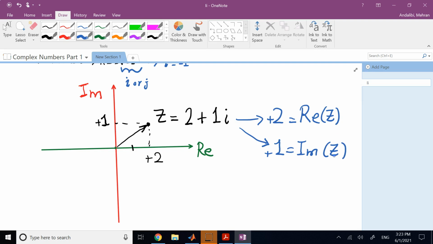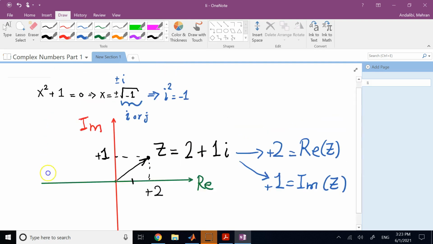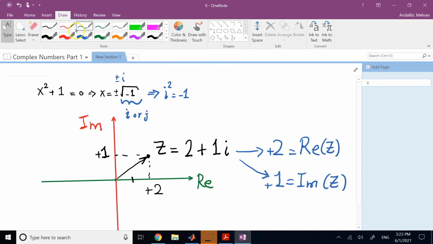And now we define addition, subtraction, division, multiplication, power, and everything for this new set of numbers, all based on this initial definition. Everything comes from this definition, that i squared is equal to negative 1. Everything comes down to this guy.